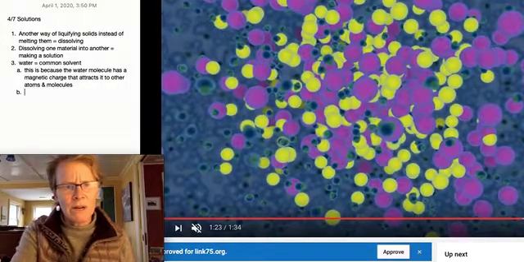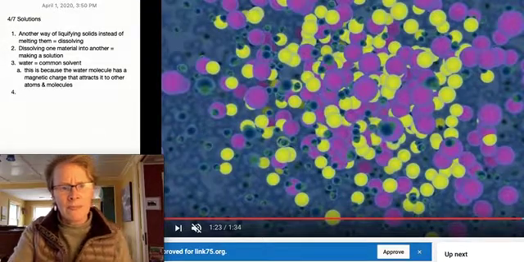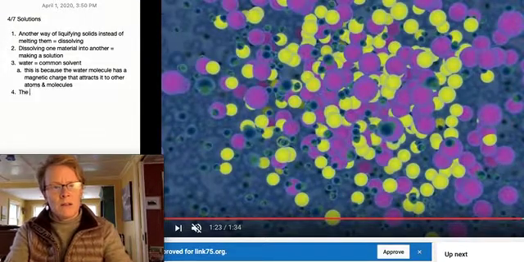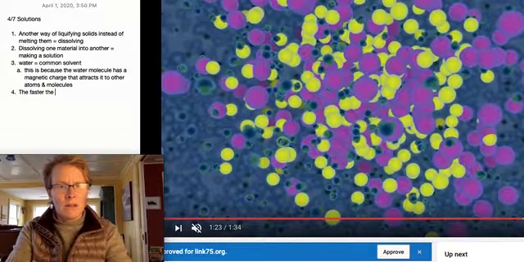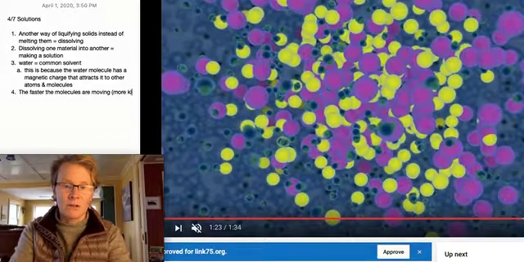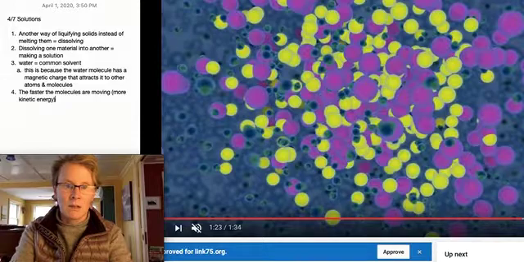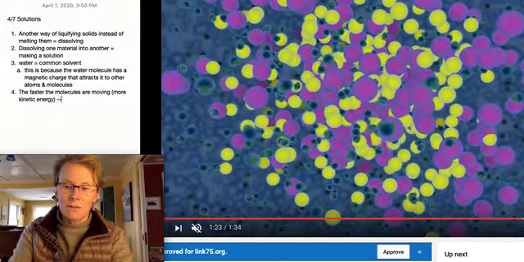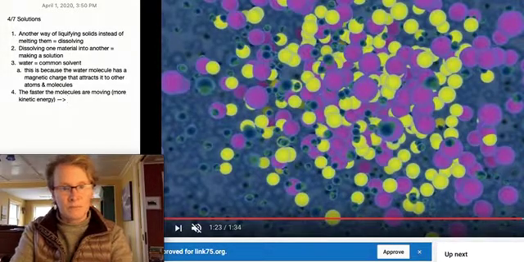Another thing that I want to point out here is that the faster the molecules are moving, in other words, more kinetic energy, that allows them the more solute it can hold.